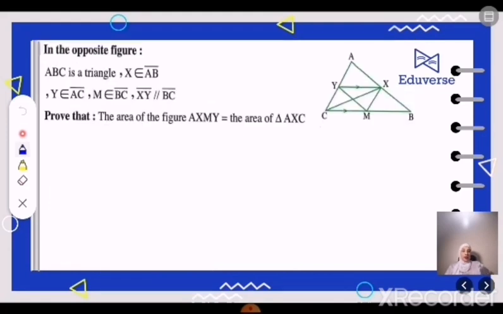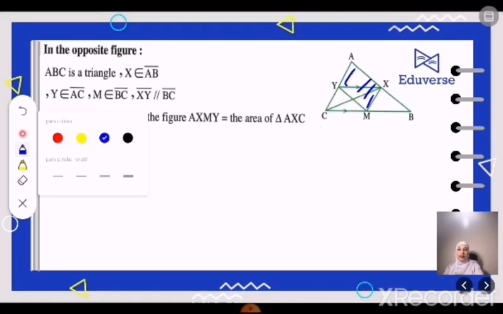Let's see another example here. ABC is a triangle. As you can see, the big triangle here. X belongs to AB and Y belongs to AC, M belongs to BC, and you have XY parallel to CM or all BC. Prove that the area of the figure AXMY, which means this part here, equals the area of the triangle AXC, which is this one.